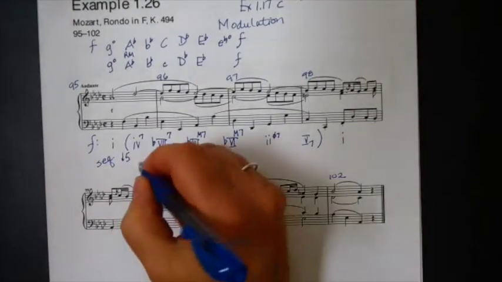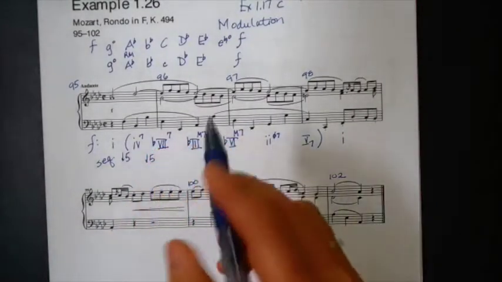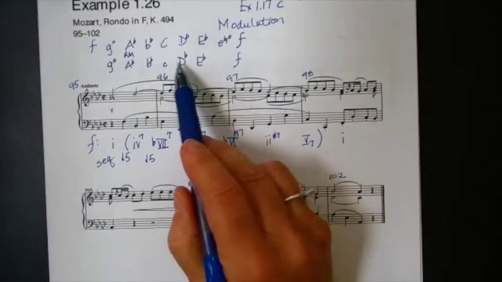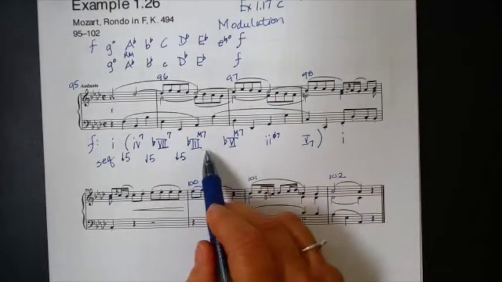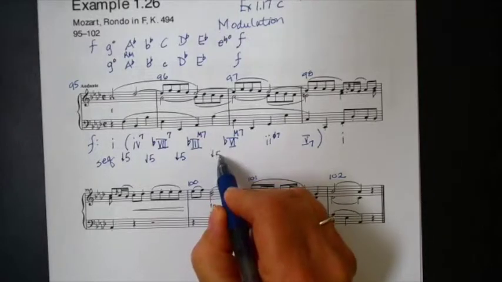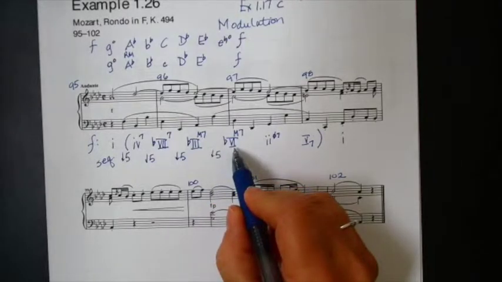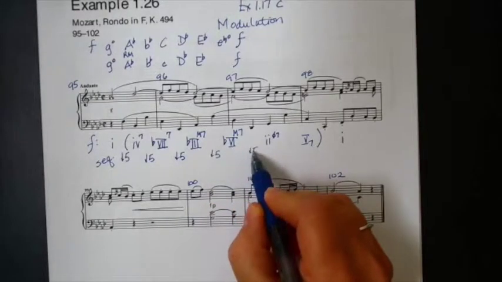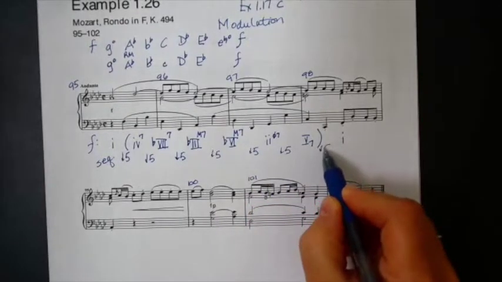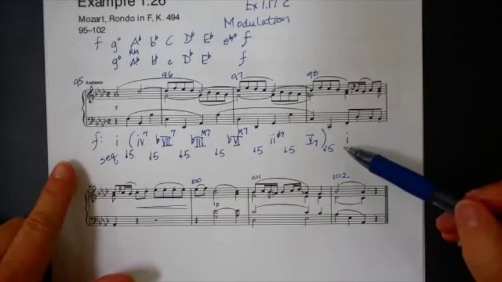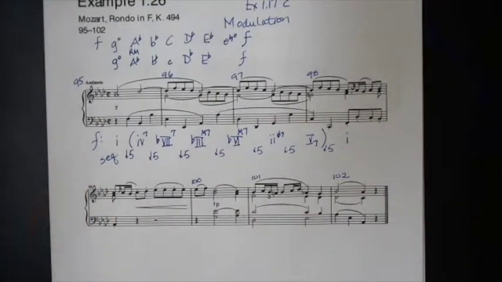4, 3, 2, 1, 7, that's another descending fifth. 7, 6, 5, 4, 3, descending fifth. 3, 2, 1, 7, 6, descending fifth. 6, 5, 4, 3, 2, descending fifth. 2, 1, 7, 6, 5, and 5 back to 1. So the sequential progression of descending fifths, the most common, this is counterclockwise around the circle of fifths.